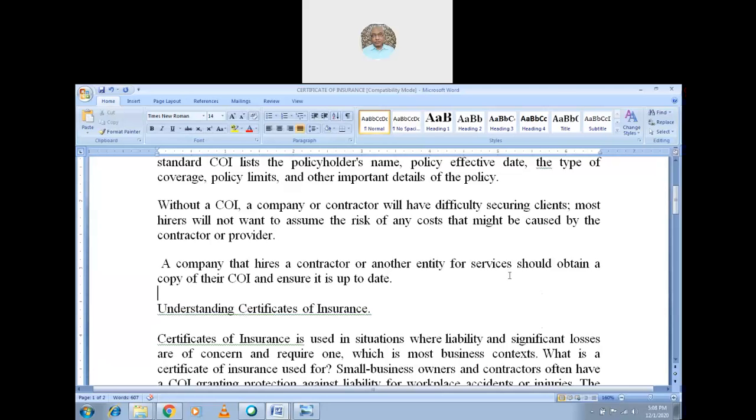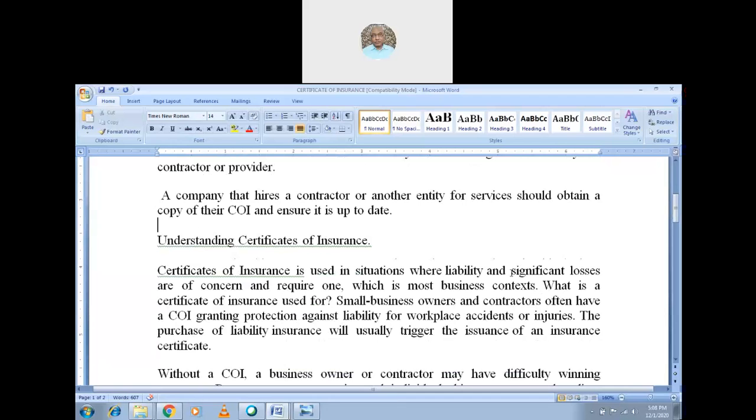Certificate of insurance is used in situations where liability and significant losses are of concern, which is most business contexts. What is the certificate of insurance used for? Small business owners and contractors often have a COI granting protection against liability for workplace accidents or injuries. So the COI is nothing but a guarantee for the workplace, accident or injuries where this insurance coverage would apply.